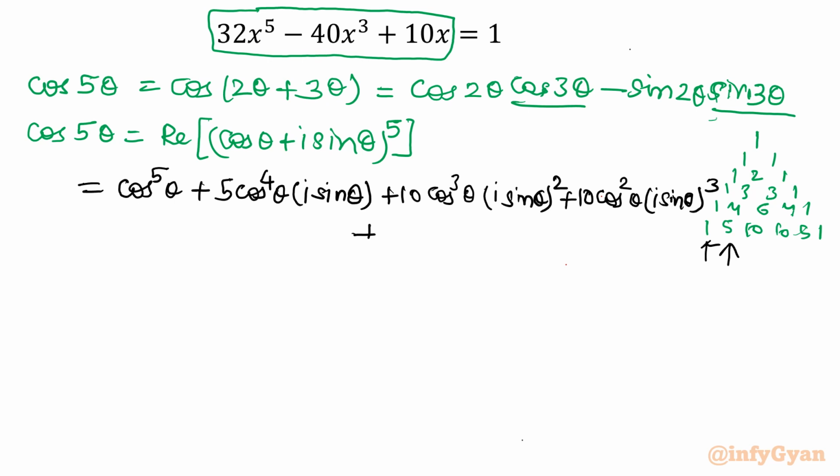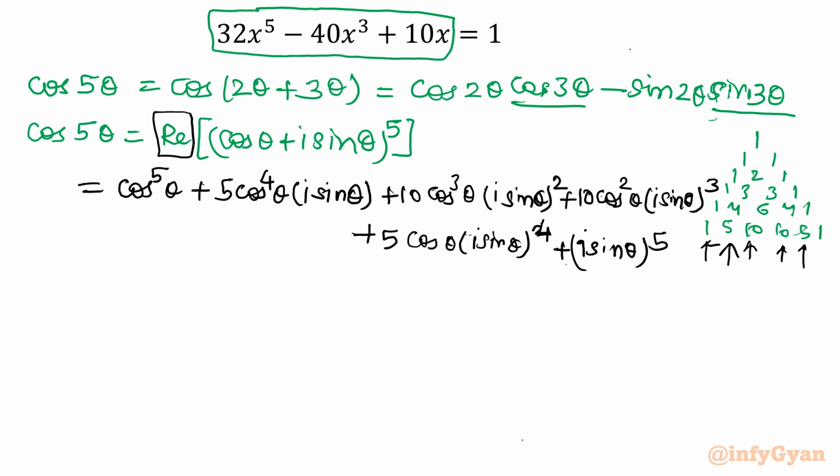Now two terms are left, coefficients 5 and 1, 10 is over. So 5 cos θ only, and (i sin θ) to the power 4, increasing order. And the last term, the cos term won't come, (i sin θ)^5. Done. Now the target is the real part.